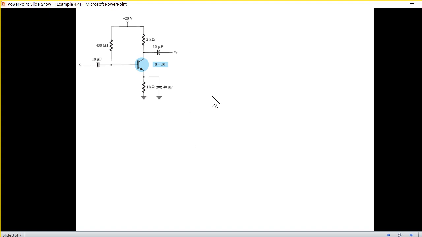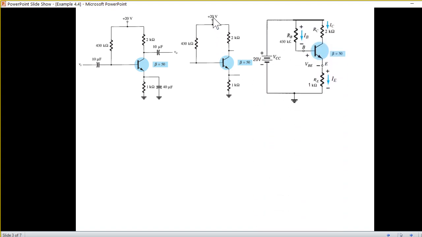So the first thing we do when calculating the DC parameters is remove all the capacitors, because the capacitors are primarily meant for AC. They either connect the AC or bypass the AC. So our circuit will become like this without the capacitors. And for simplification, I always prefer that the voltage is connected through a battery. This is what has been done in the book as well. So this will be the circuit that we'll be using.